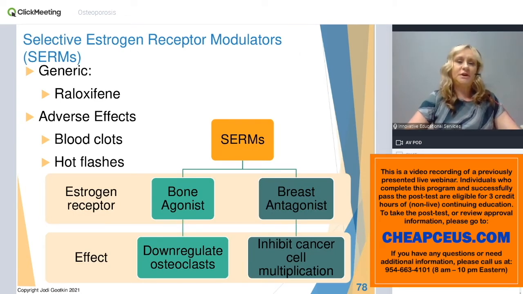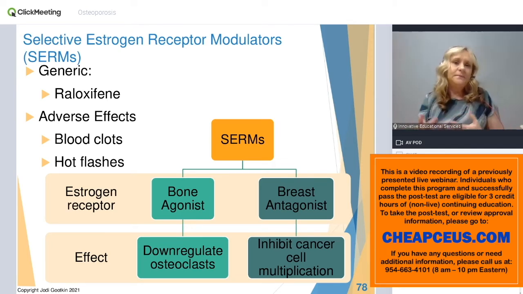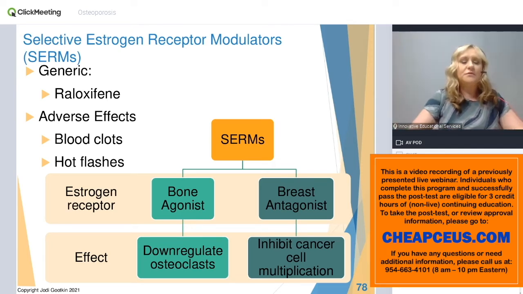Selective estrogen receptor modulators are SERMs. The brand name that you might hear currently is Evista. This is a daily orally administered medication. It's only utilized in postmenopausal women because the goal of this medication is to simulate the role of estrogen. And the role of estrogen, it is going to be an agonist for the bone because it's going to shut off those osteoclasts. So by shutting off those osteoclasts, like estrogen would have done, it's going to protect the bone.